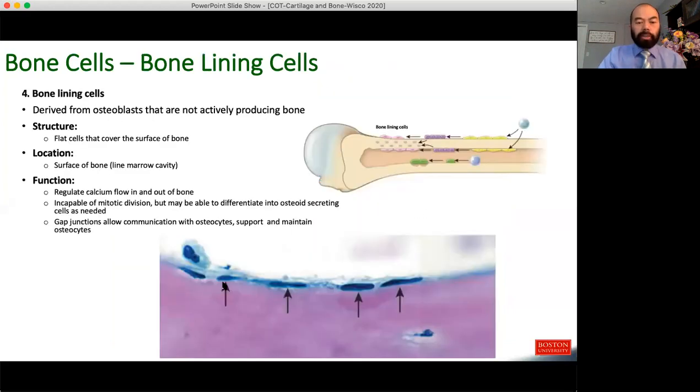All right, so here is a picture of the bone lining cells, and again, they're not doing much except for regulating calcium. Notice that as far as we know, they're not capable of mitotic division. They will convert back into osteoblasts when the time is needed for them to be recruited. One thing that I haven't mentioned yet is that these cells that are lining the marrow cavity and on the bone are connected by gap junctions. And so that's how they communicate with one another, and also can help signal when cells need to differentiate.